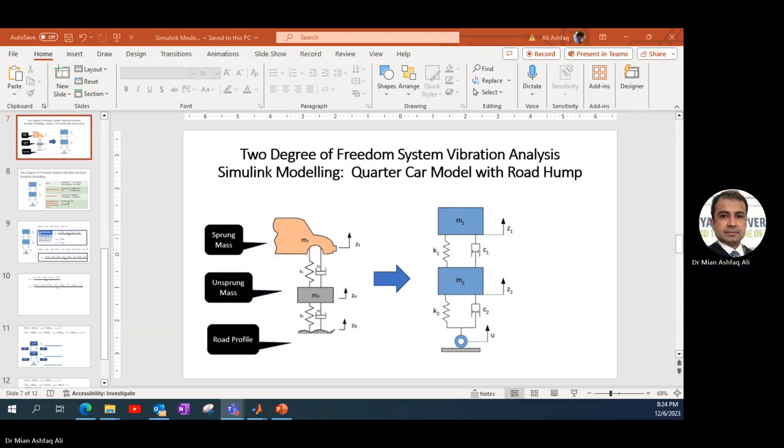Hello guys, today we are going to study the 2 degree of freedom vibration analysis for the quarter car model.